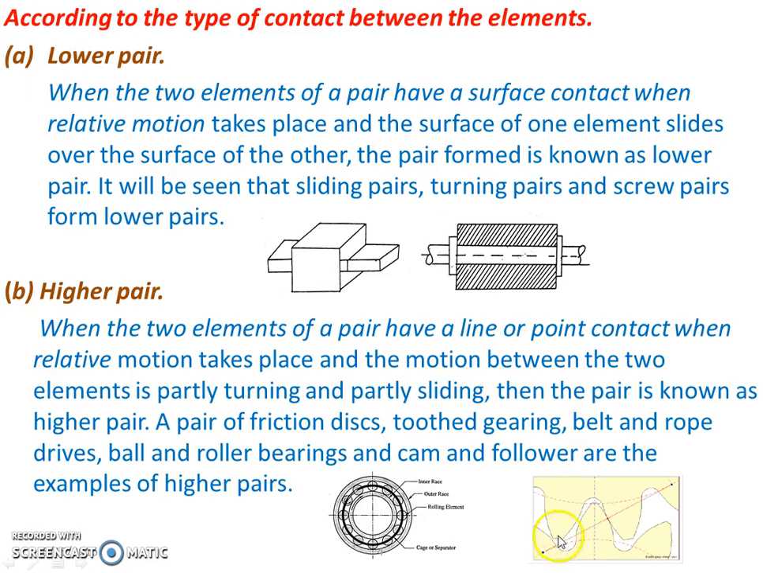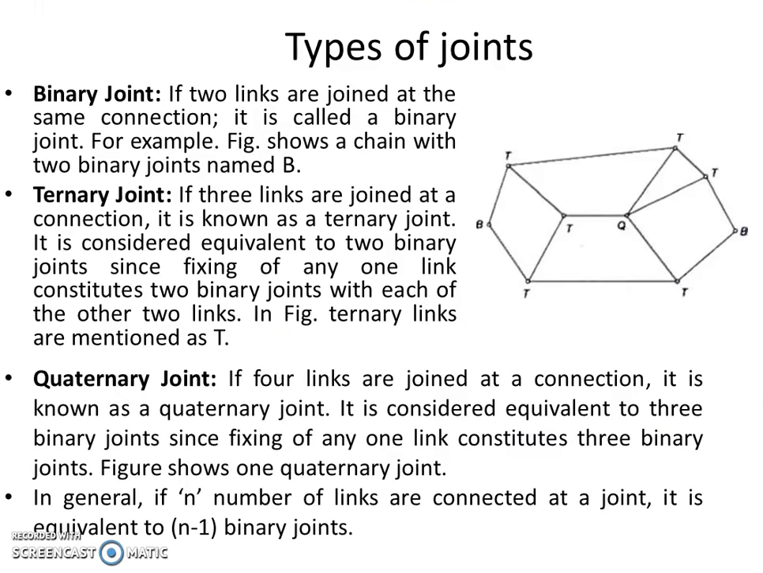Similarly, gears. In gears, we have only a line of contact. A line of contact will be there between two gears when they are meeting. So it also becomes a higher pair. So we can easily differentiate between lower pair and higher pair. The main thing is, if there is a surface contact, it is a lower pair. If there is a line contact or point contact, it is a higher pair. Next one, types of joints.